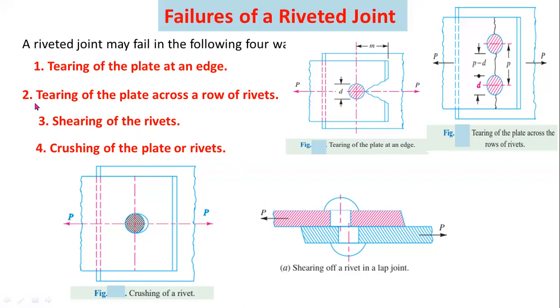Now, the last three types of failures are very important to estimate the efficiency of the joint: tearing strength, shearing strength, crushing strength. These three are very important to estimate the strength of the riveted joint.